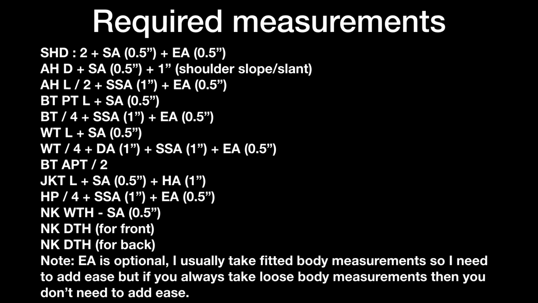Jacket length plus seam allowance of 0.5 plus hem allowance of 1 inch. Hip divided by 4 plus side seam allowance of 1 inch plus ease allowance of 0.5. Neck width minus sewing allowance of 0.5. Neck depth for front, neck depth for back.